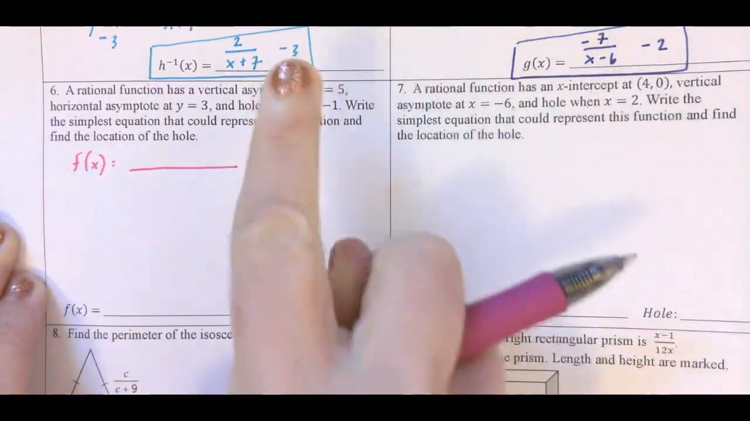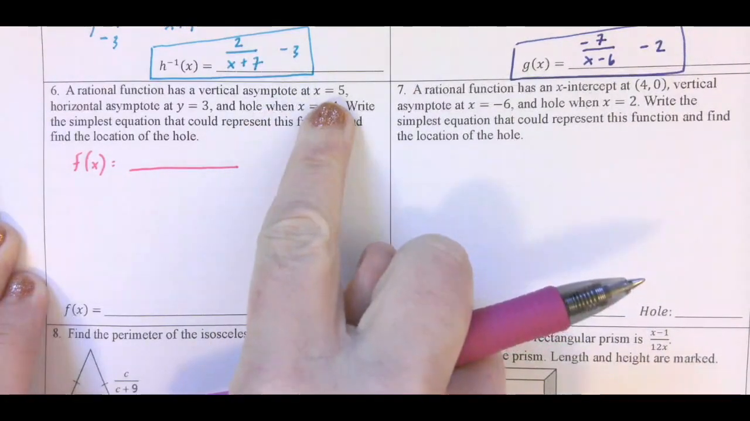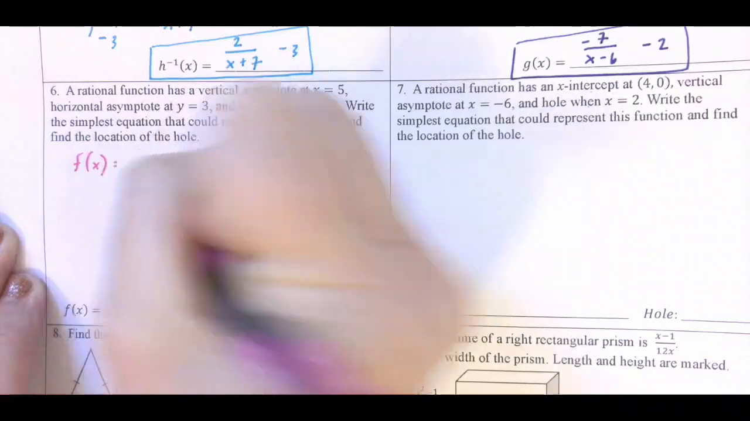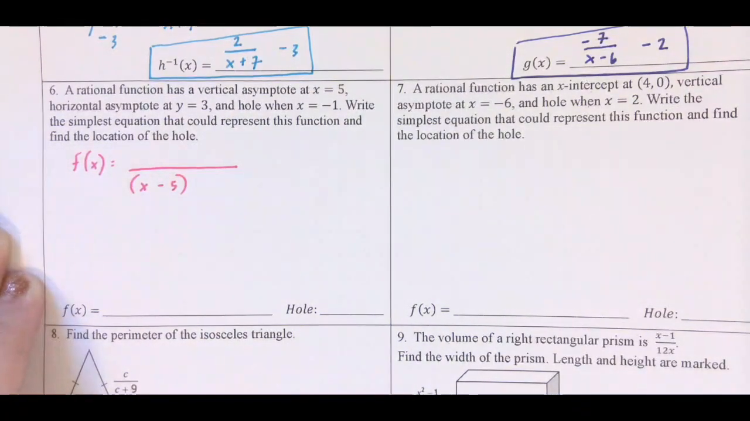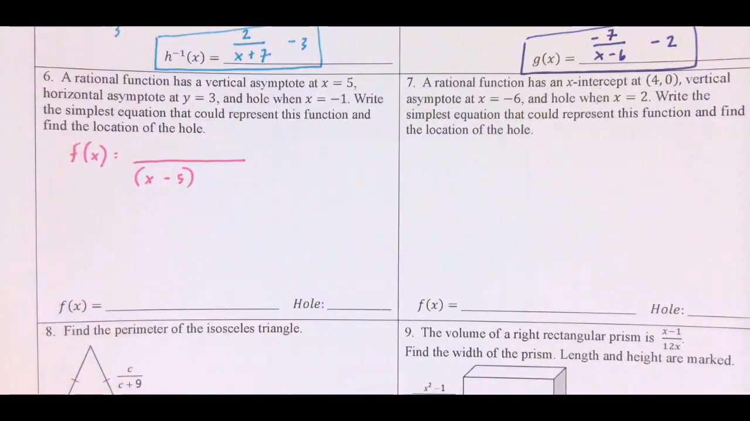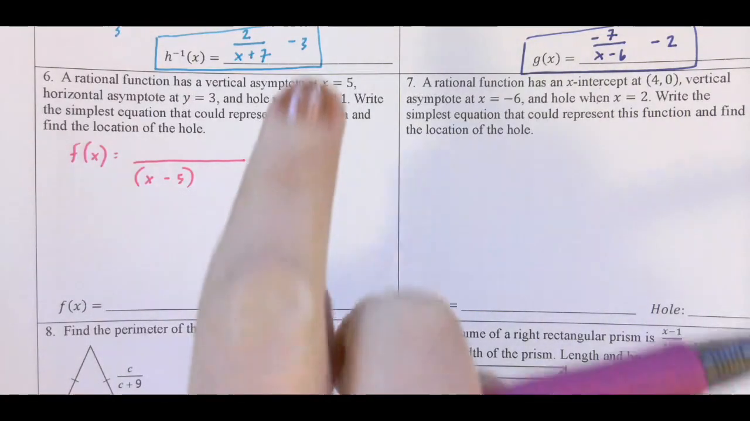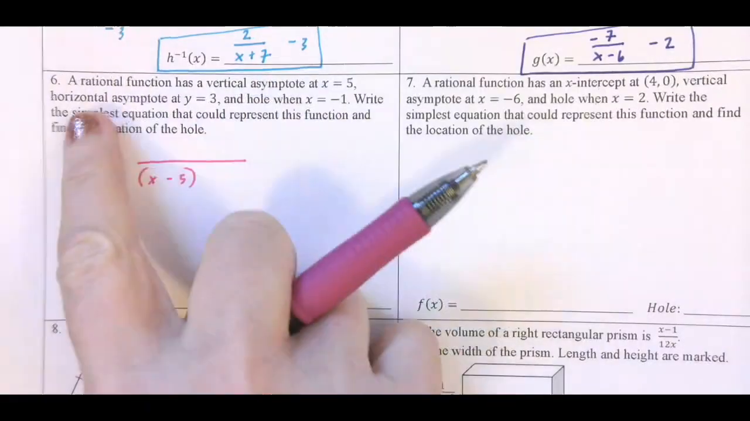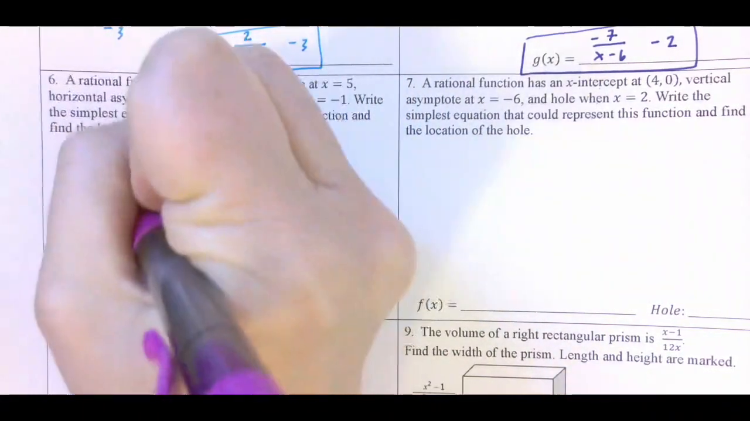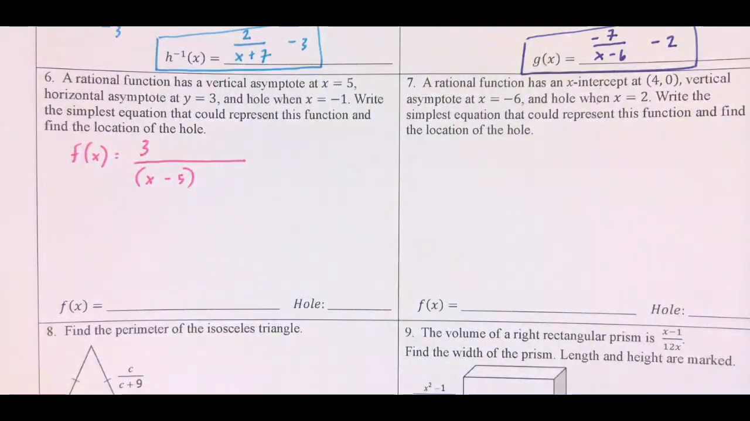Okay, so a vertical asymptote at x equals 5. So I must have a factor of x minus 5 on the bottom that I can't have on top, right? Because if I did, that would present as a hole and not an asymptote. Okay, I have a horizontal asymptote at y equals 3, so there must be a 3 over 1, right? And it has to be the same degree in order to produce that asymptote.